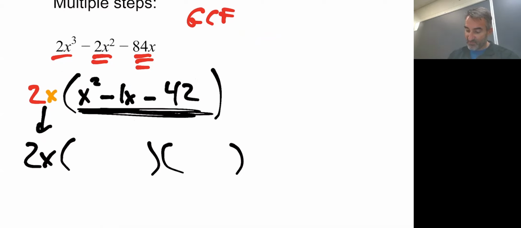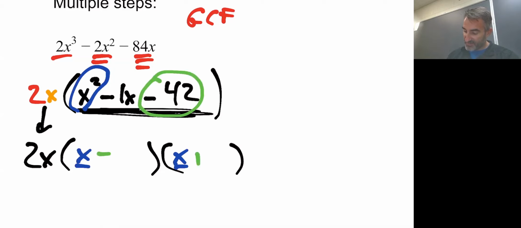It's the same thing we did before. So I need to match that x squared term. So most of you guys will put x and x. Next, since this is a negative 42, my signs are different. All right, so it has to multiply to be 42 and subtract this time to be negative 1.